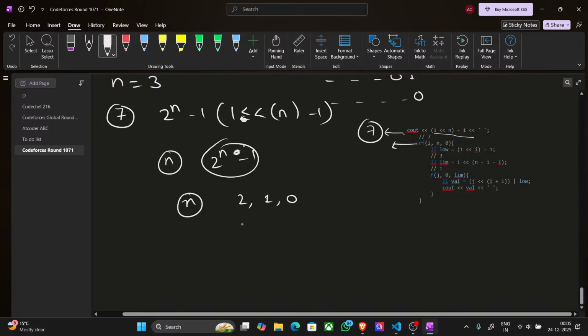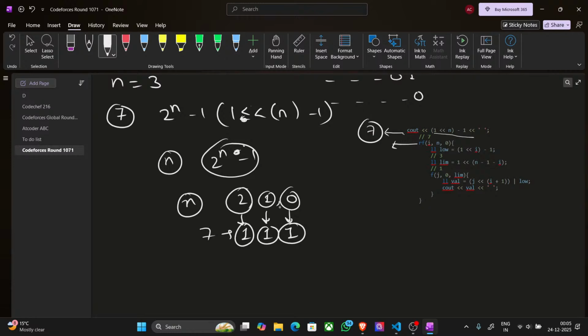These are the bit positions, as when you convert 7, it will be converted into 111. So 2 is the first bit which I need to check, 1 is the second bit that I need to check, and 0 is the third bit I need to check. These are the positions of these bits.